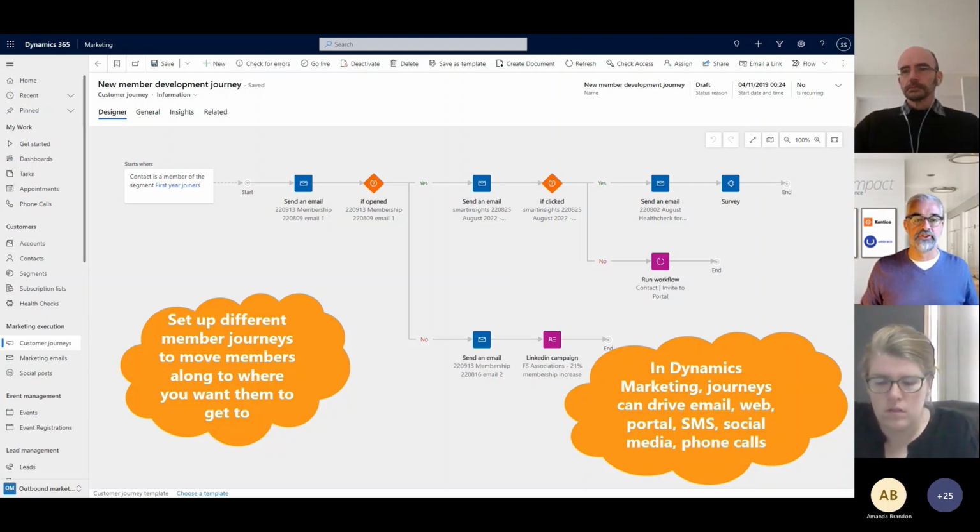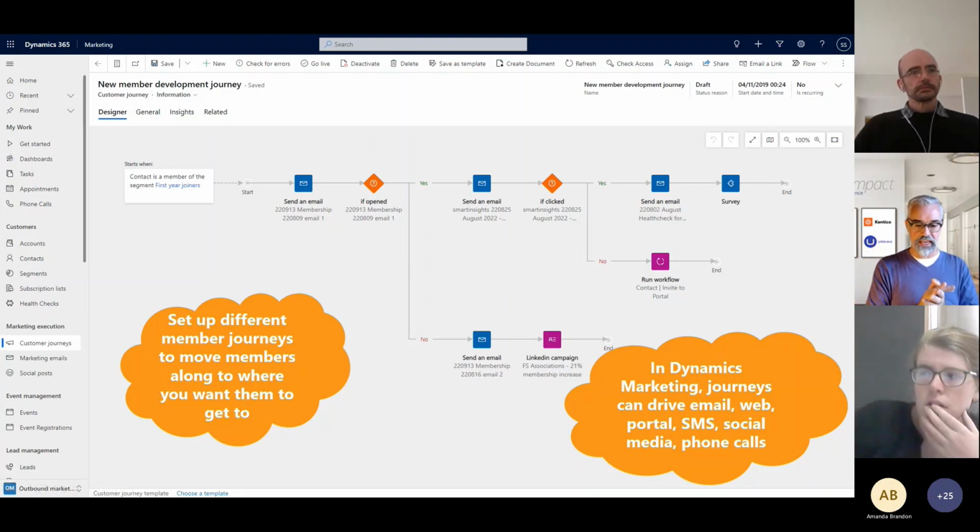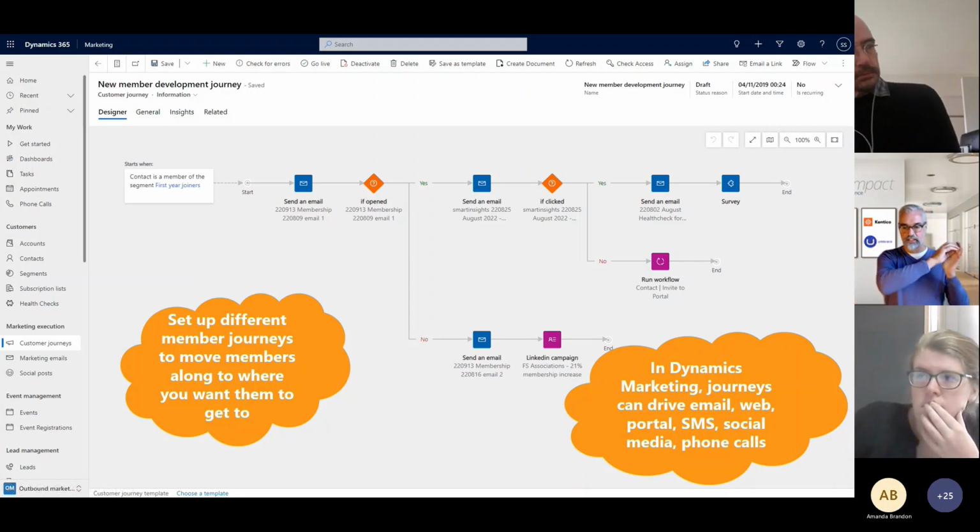You set up different member journeys for each classification you've got. And these can drive your communications through emails, through web portals, through phoning them up, through SMS, whatever you want. Dynamics Marketing gives you a whole range of different comms channels that may suit different members differently. And that's important. Give them the channels they need. The other point to make is that this is not a typical time-boxed marketing campaign where you say, here's 100 first-year joiners, let's just send them some stuff and then stop.